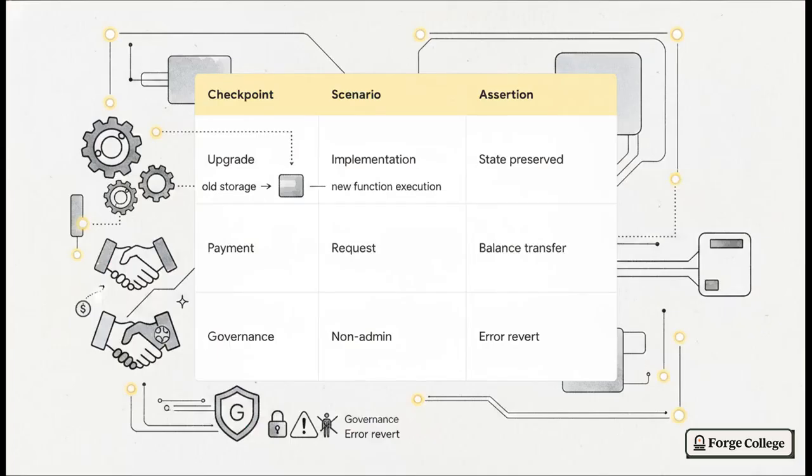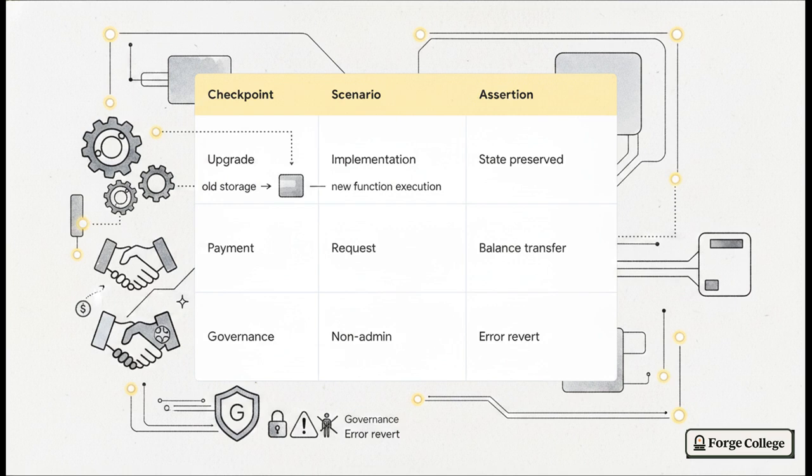All right, we are moving into our first major stress test. Proxy upgrades are notoriously the exact spot where developers tend to panic. Because think about it, if storage layouts get ruined during an upgrade, the whole system collapses. No pressure, right? This is why mapping out your checkpoints before writing a single line of test code is absolutely crucial. Check out this engineering matrix.